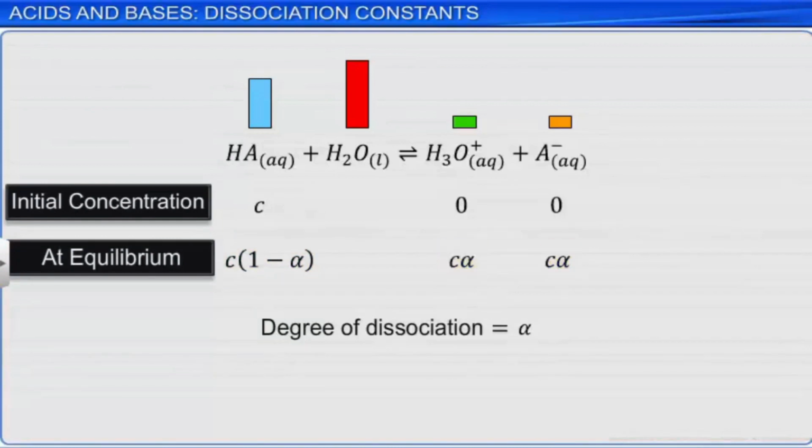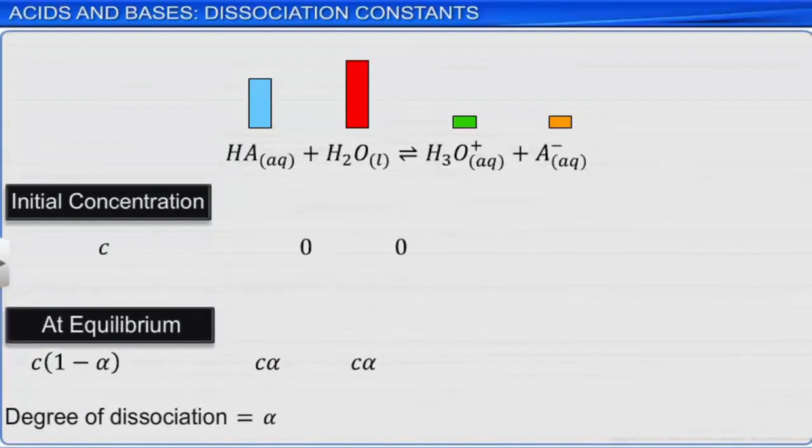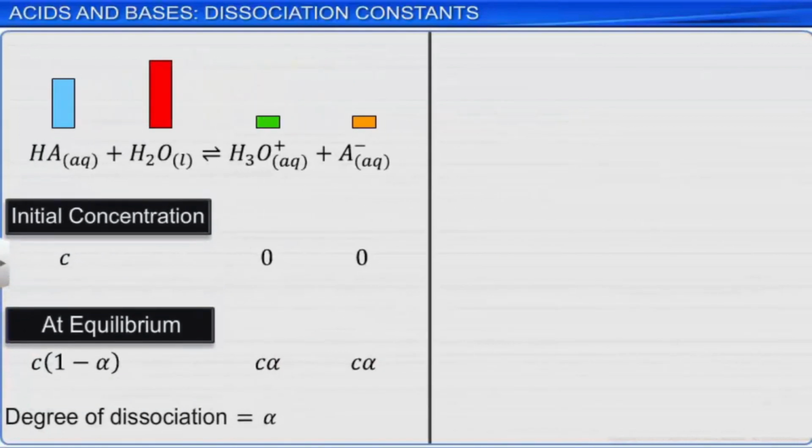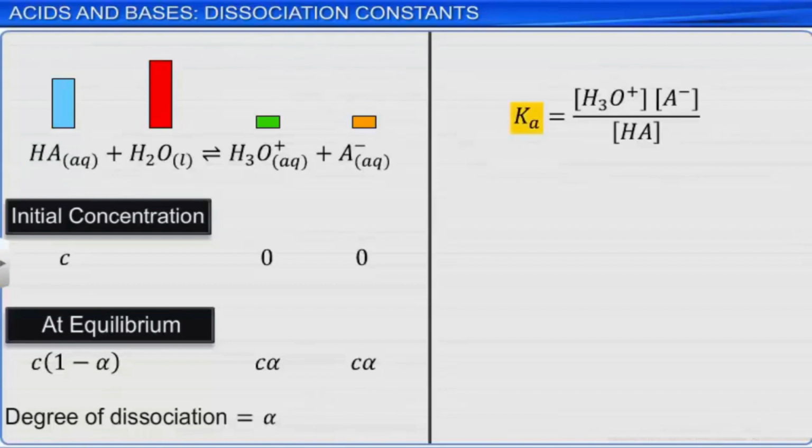The dissociation constant Ka for this dissociation equilibrium can be written as Ka is equal to the product of concentration of H3O+ and A- ions divided by concentration of HA. Substituting the equilibrium concentrations in this equation, we get C alpha multiplied by C alpha divided by C multiplied by (1 minus alpha). Thus, Ka becomes equal to C alpha squared divided by (1 minus alpha).